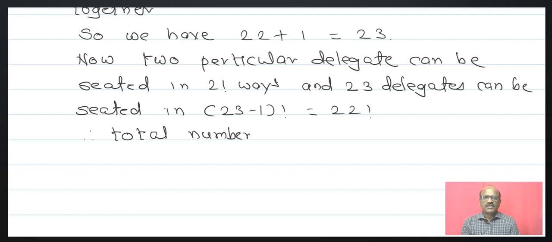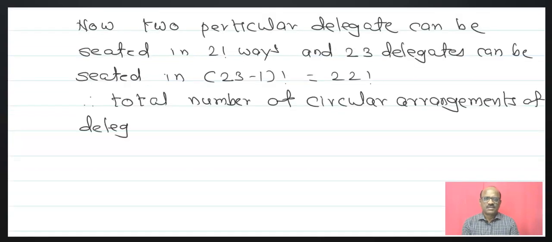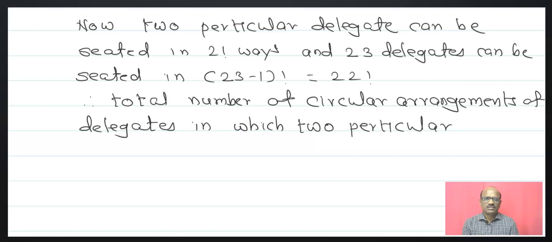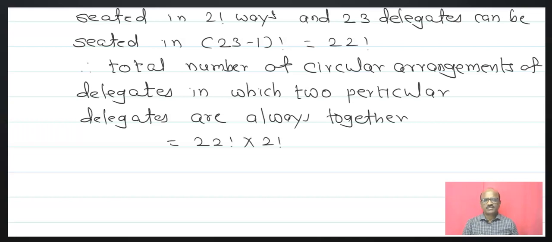Therefore, the total number of circular arrangements of delegates in which two particular delegates are always together is equal to 22 factorial into 2 factorial.